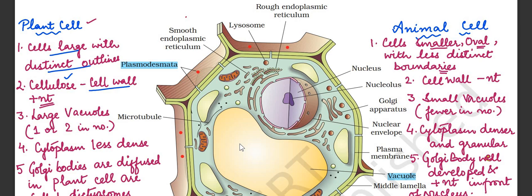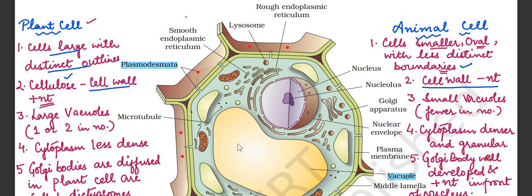In comparison with the plant cell, animal cells are somewhat smaller, oval shape with less distinct boundaries. Why are these having less distinct boundaries? The boundaries are not well defined because there is absence of the cell wall. Okay, so cell wall is not present in animal cell.